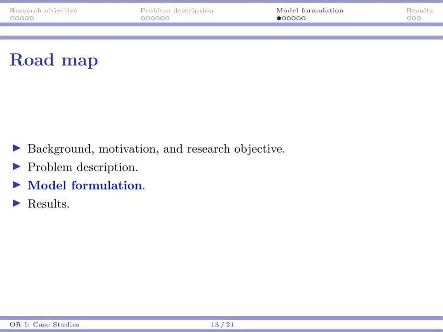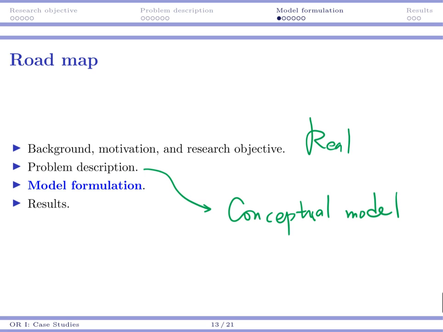Okay, so next, let's convert the previous problem descriptions into a mathematical model. When people are using words to define our problem, sometimes we call it a conceptual model. Okay, so we only have concepts, but the concepts should be defined clearly, precisely. So from a real problem, the first thing is always to create a conceptual model.